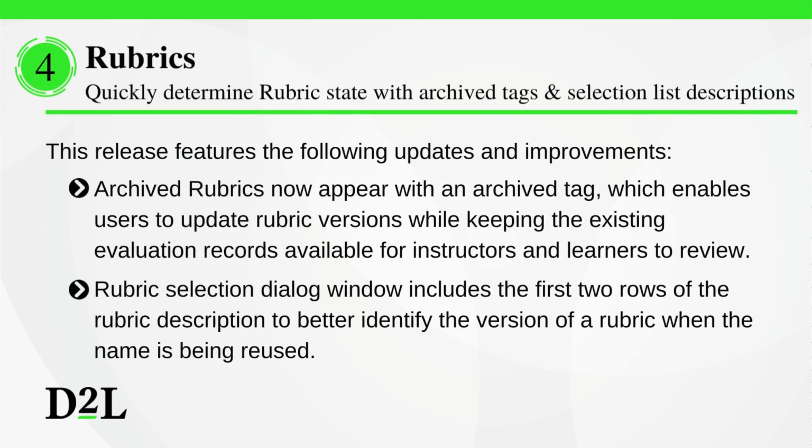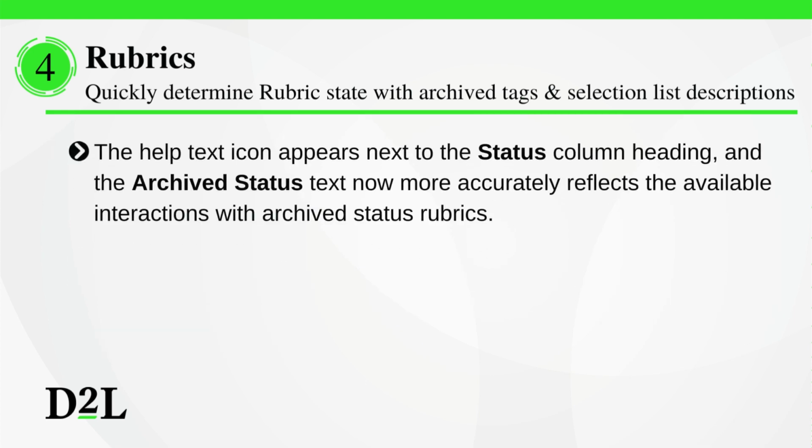This release features the following updates and improvements to the Rubrics tool. Archived rubrics now appear with an archive tag, which enables users to update rubric versions while keeping the existing evaluation records available for instructors and learners to review. The Rubric Selection dialog window includes the first two rows of the rubric description to better identify the version of a rubric when the name is being reused. Finally, the Help text icon appears next to the Status column heading, and the Archive status text now more accurately reflects the available interactions with Archive status rubrics.